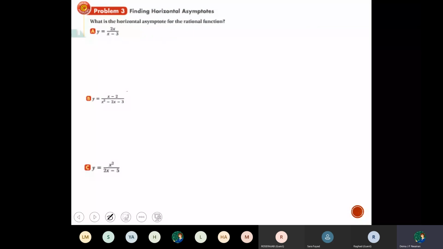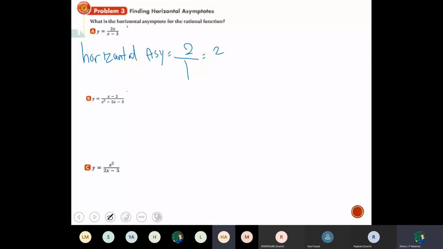Let's see these examples now. What is the horizontal asymptote of the rational function? The first one, I will check m and n. What is the power of the numerator here? It is 1. And the power of the denominator is 1. So they are equal. So what I have to do now is say that the horizontal asymptote is 2 over 1, which is 2. What is the coefficient of the numerator? It is 2, over the coefficient of the denominator, which is 1. So the horizontal asymptote is 2.